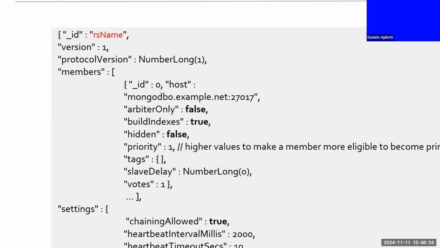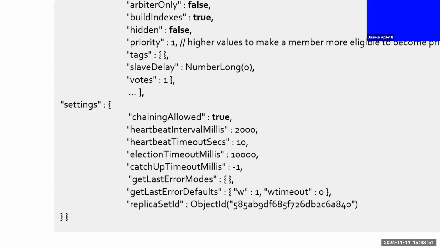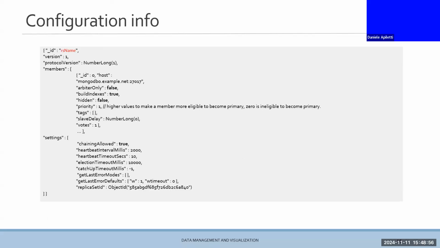Here you see a list of members: the ID, the host. Is it an arbiter only? False, so it's not an arbiter only. It's a secondary. Then hidden, priority to become a primary, number of votes, and all the rest. You have a lot of parameters for fine tuning, but that's very specific to the product. Then you have some other settings here, just to show you that. That's something you will play with in the lab practice tomorrow.